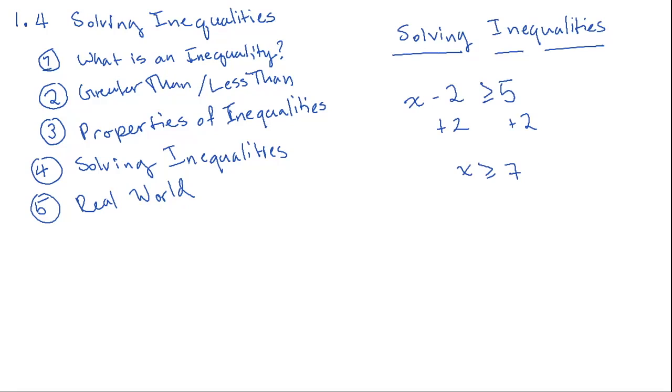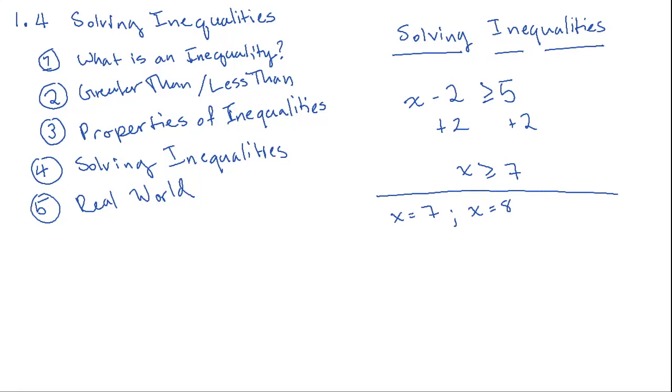Now, what does this mean? How can we check this? It says greater than or equal to 7, so obviously x could either equal 7 or x could be greater than 7, like, for example, 8 or something like that. It'd be greater than 7. So let's use both of these cases just to check and make sure this is absolutely correct.